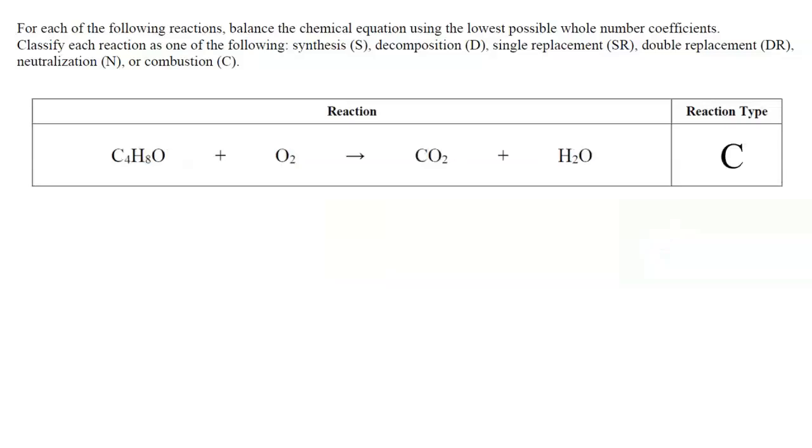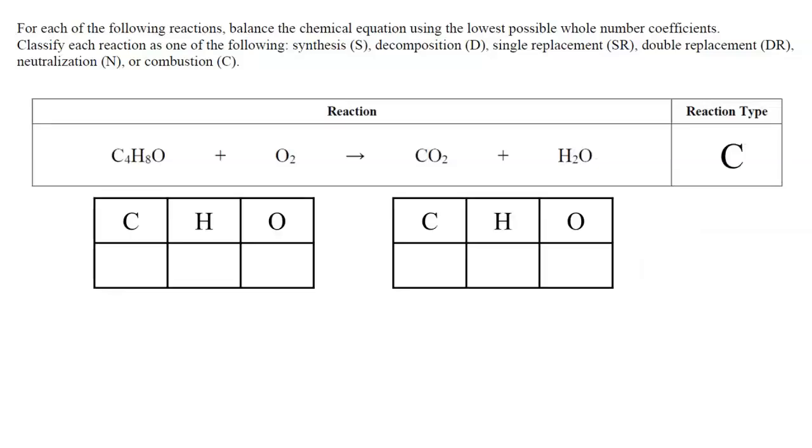And in this chemical equation, the elements that are involved are carbon, hydrogen, and oxygen. On the left side of the equation, I see 4 carbons in that first chemical formula, and I see 8 hydrogens also in that first chemical formula. Now, there's only 1 oxygen in that first chemical formula, but then I see O2. So the total of the number of oxygens on the left would be 1 plus 2, which is 3.